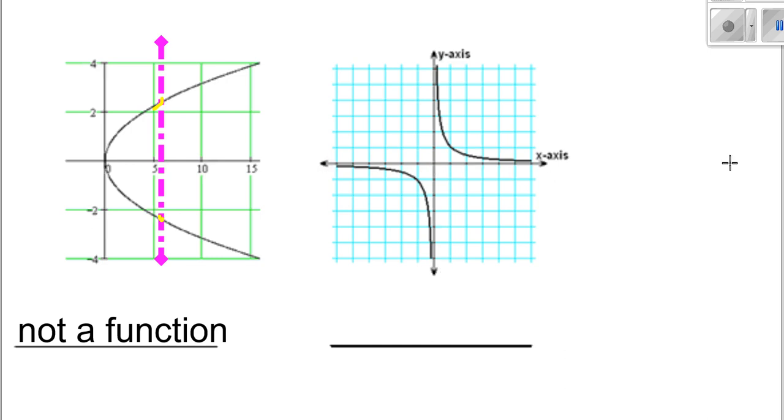Vertical line, would it ever cut more than once? Let's see, vertical line here would only cut once. Vertical line here would cut once. Vertical line here doesn't even touch the function, that's the asymptote, the part where it doesn't exist. So therefore, reciprocal function is a function.